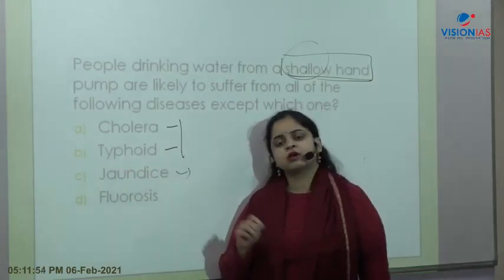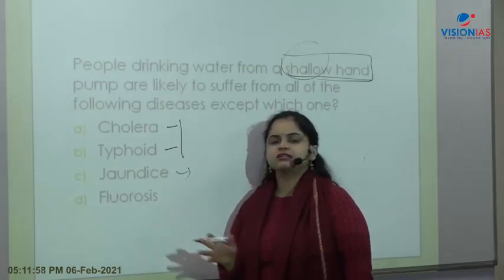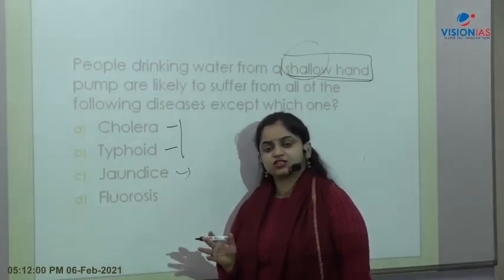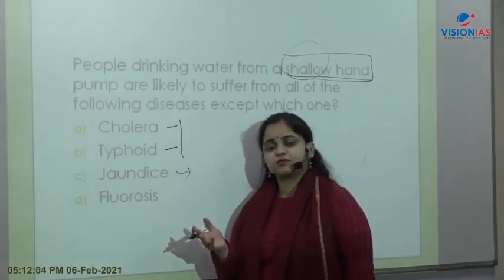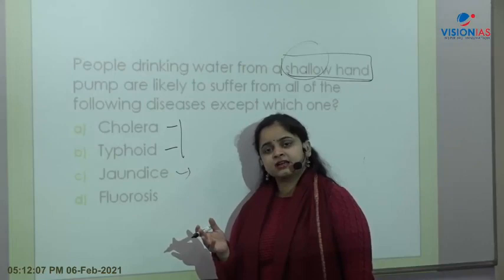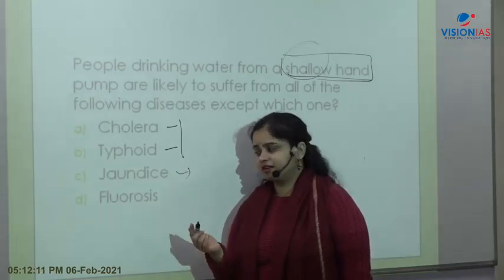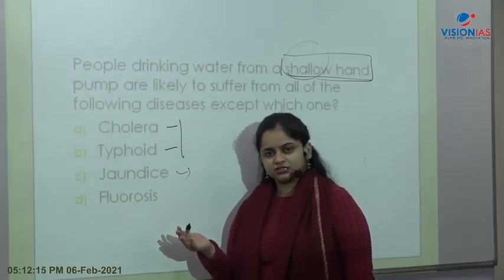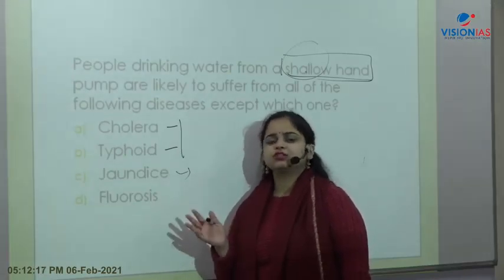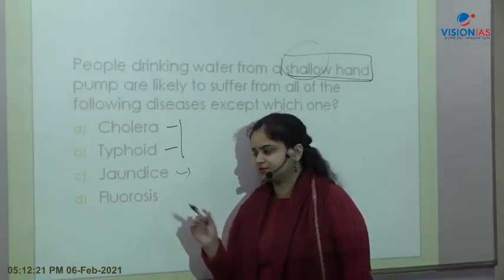Jaundice also can be because of microorganisms only. Jaundice is because of water contamination, mainly the hepatitis virus. If you remember hepatitis A and E, right? They are involved in inflammation of liver, and jaundice is one of the conditions absolutely associated with water pollution, water contamination.